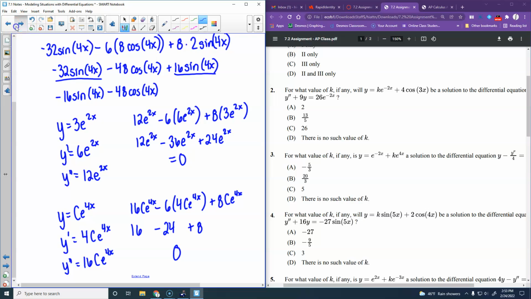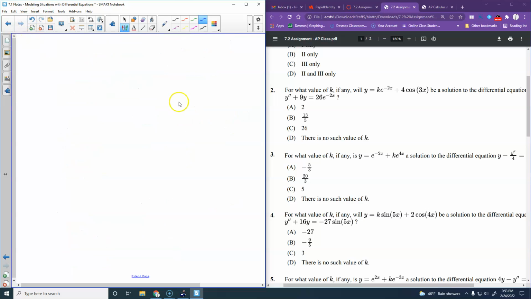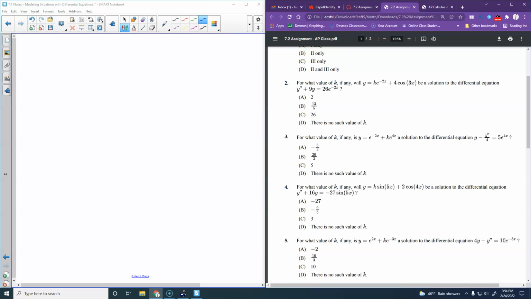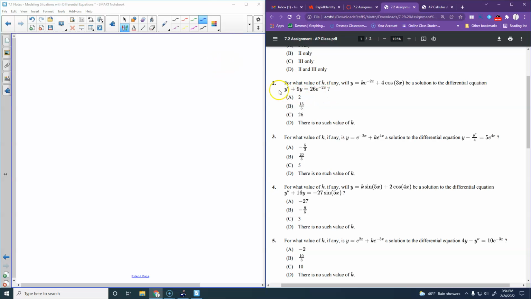Let's do 2 together too. D. Yes, as in dog. So this is saying for what value of k, if any, will this be a solution to the differential equation? So this differential equation here has a y double prime in it. So we have to find that second derivative.